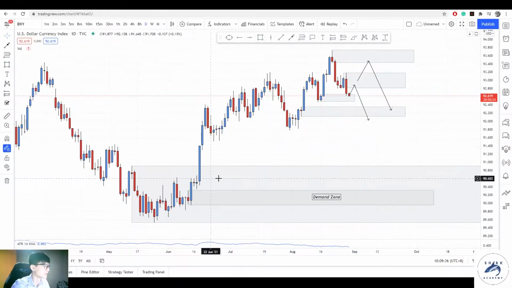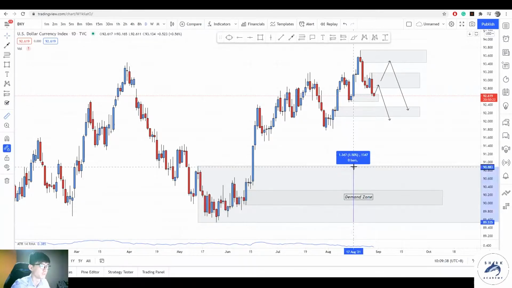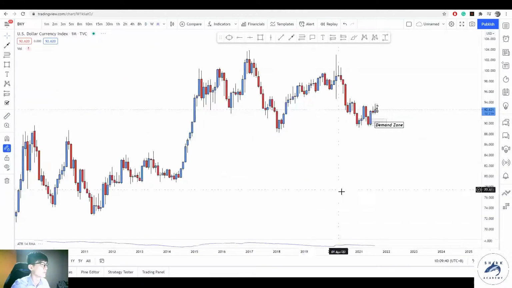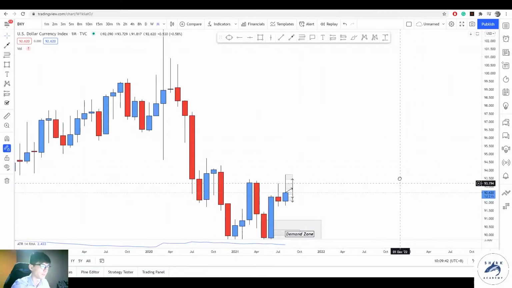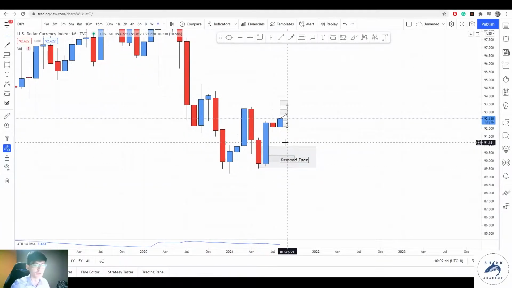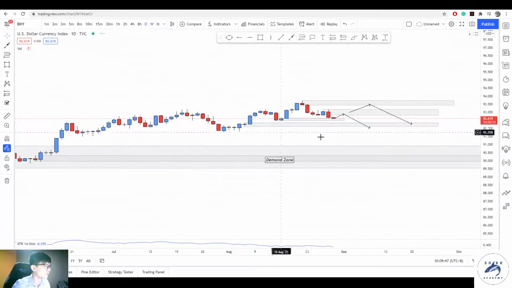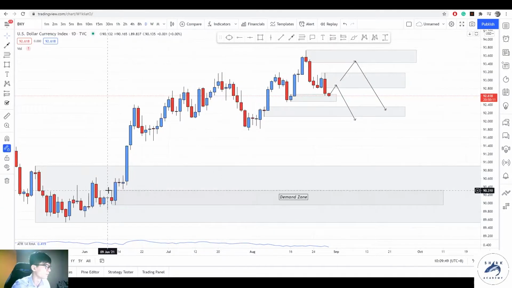You realize that this entire range of demand is really huge. If you move down to the monthly time frame, you understand that we are playing in a range of a monthly demand zone. So look for areas to buy from. With this, we can project the biases for the other dollar pairs.